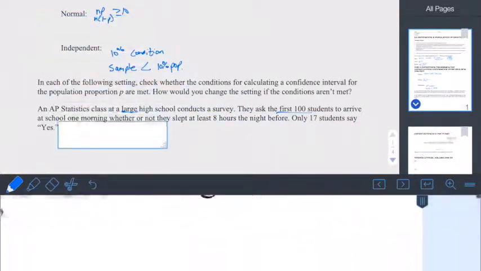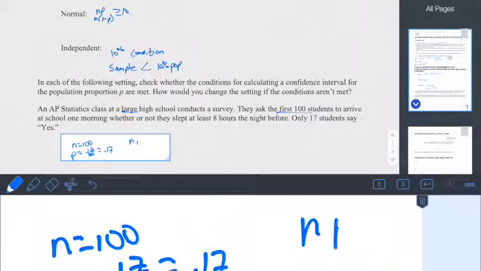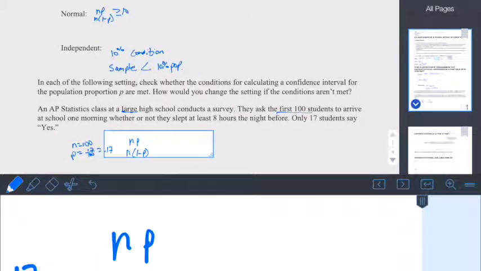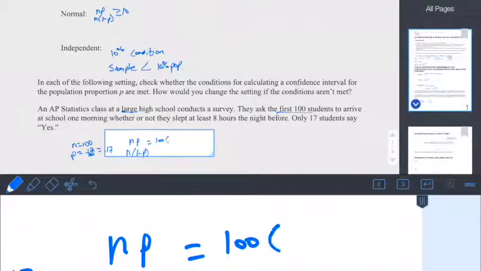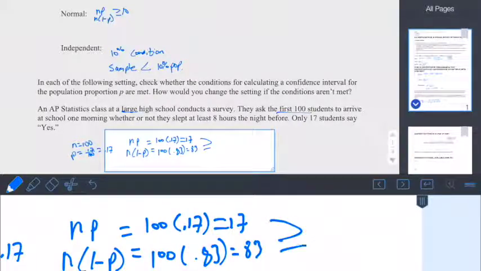If we check the normal condition, n is 100 and p hat is 17 out of 100, so 0.17. So np and n times 1 minus p are 100 times 0.17, so 17, and n times 1 minus p is 100 times 0.83, so 83, and both of those are greater than or equal to 10. So the normal condition is satisfied.